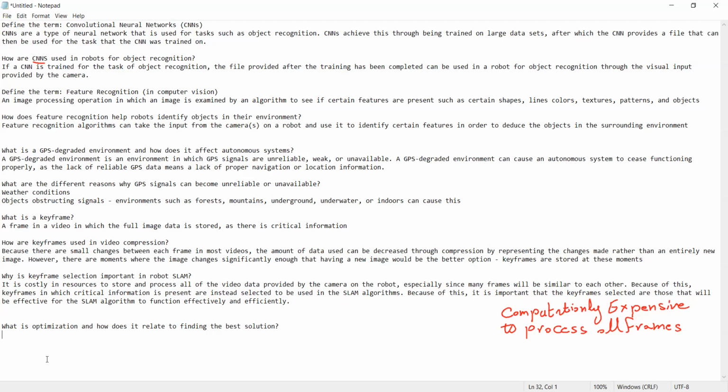You have to understand that this kind of CNN is expensive in terms of computational processing. So we cannot analyze every picture. We have to be selective. So that's why keyframes are very important. Did I make sense? Yeah. Okay. So it's not about storage at all. It is about the computational processing.